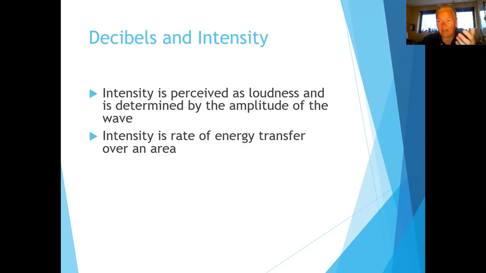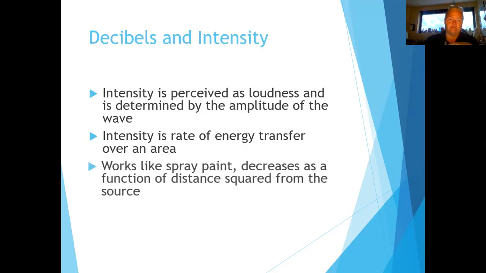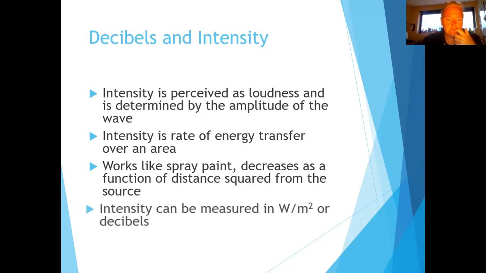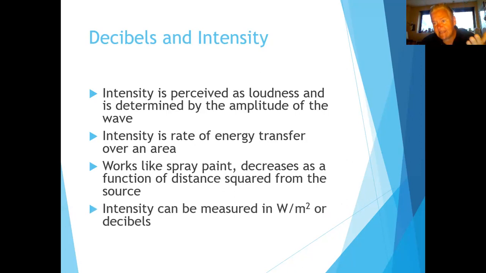And it turns out, because it's spherical, it drops quickly. It drops as 1 over r squared. So it works like spray paint. It's spreading out over an area. If you stand further away from whatever you're trying to spray paint, it spreads out over a larger area and it's less intense. So intensity is watts per square meter, but we can also measure what's called the intensity level using decibels.